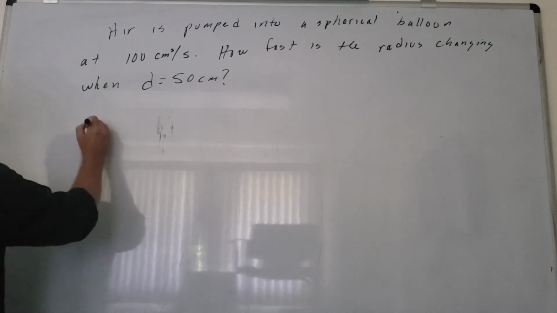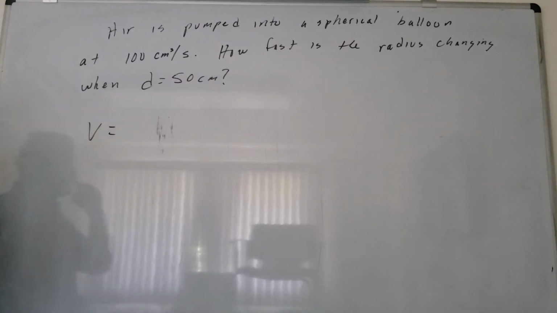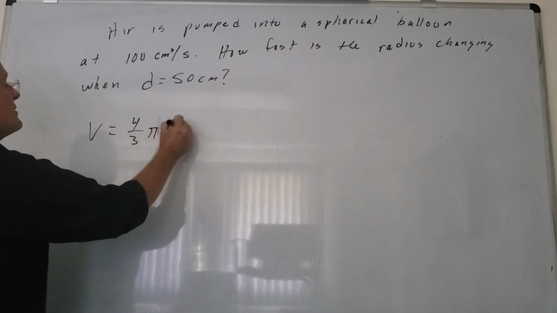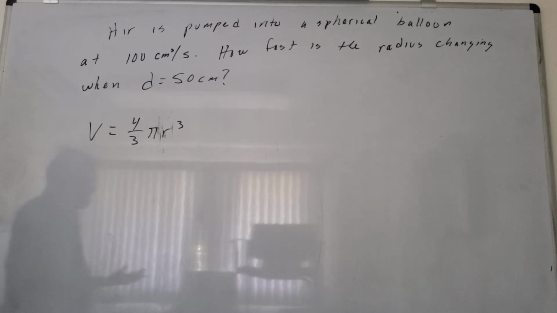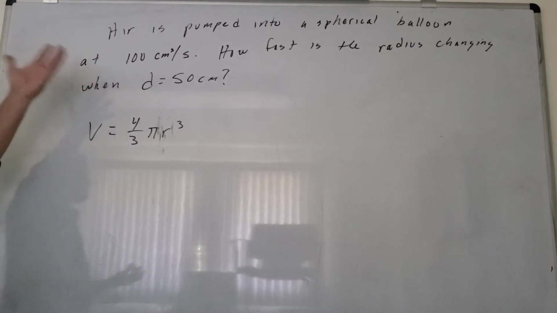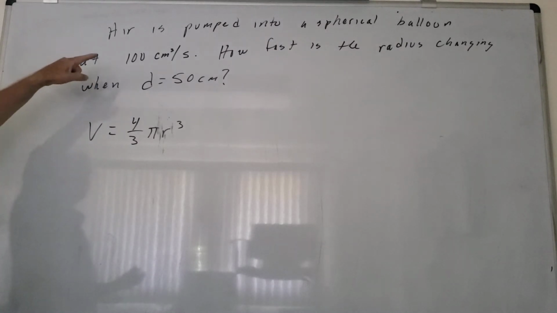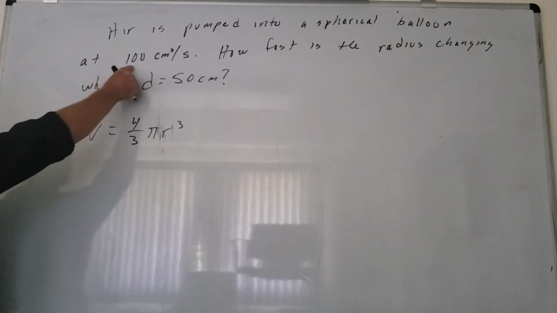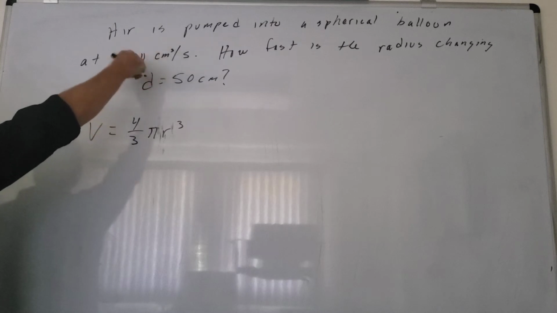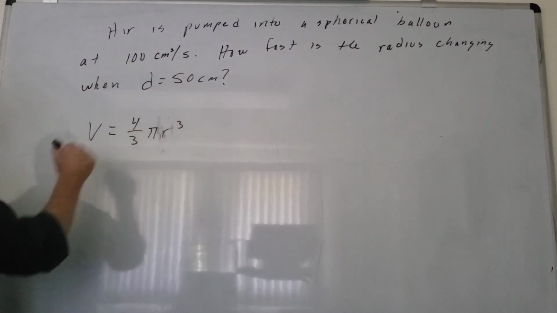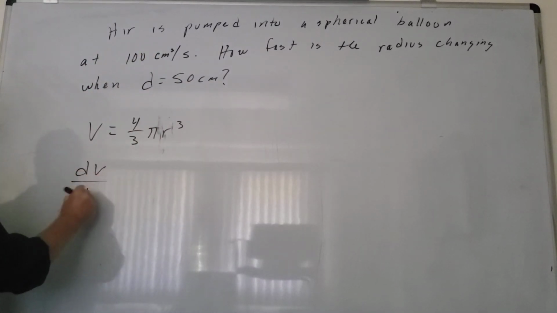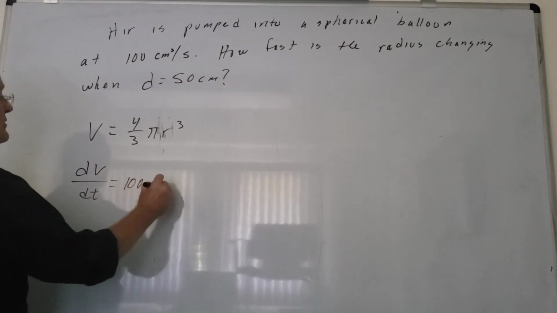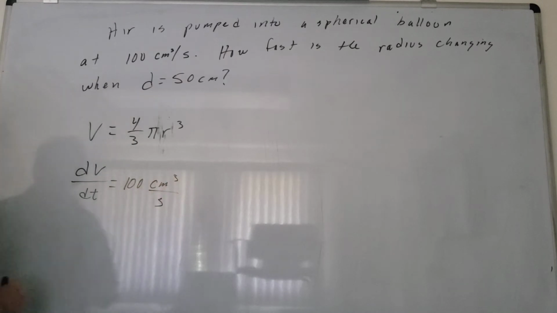So we're talking about the volume of a sphere. The volume of a sphere is 4/3 pi r cubed. So I'm just writing down the formula for a sphere because we'll probably need to use that since we're given the rate at which the volume is changing, which is 100. So that's the rate air is pumped in, so that is the rate at which the volume is changing, and we're told that it is 100 cubic centimeters per second.